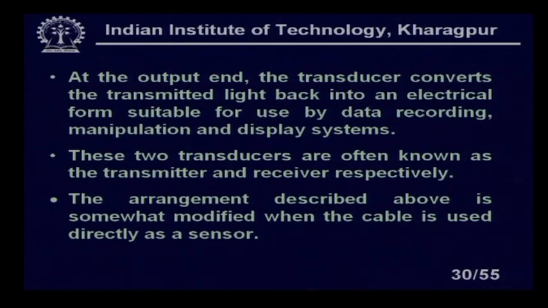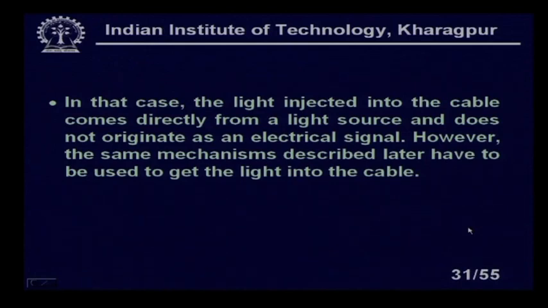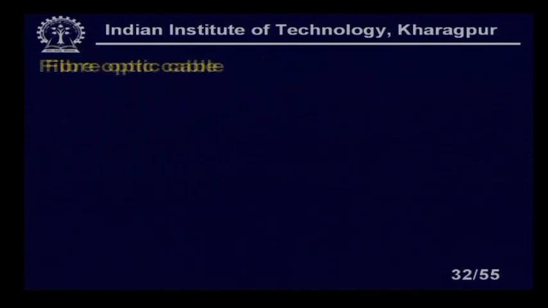The arrangement described above is somewhat modified when the cable is used directly as a sensor. You will find in some cases we will use the cable as a sensor, so we will modulate the light which is going through it. It will be slightly different in that type of application. In that case, the light injected into the cable comes directly from a light source and does not originate as an electrical signal. However, the same mechanism described later has to be used to get the light into the cable.